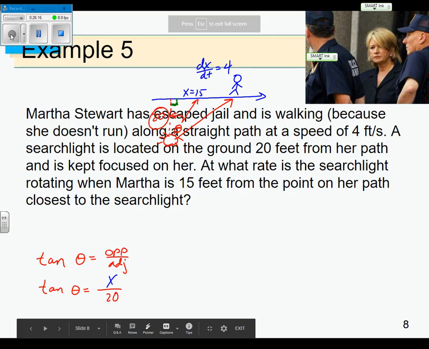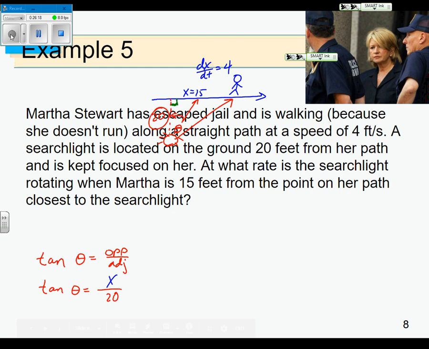All right, so I'm ready to take the derivative of this. Almost ready, actually, because I'm going to get rid of that fraction. It's going to help me if I call that 20 tangent theta equals my x. So now I can take the derivative of both sides. Derivative of 20 tangent theta. Well, 20 is just a constant that I can pull out in front. Derivative of tangent is secant squared. And then the derivative of x is 1, so dx over dt.